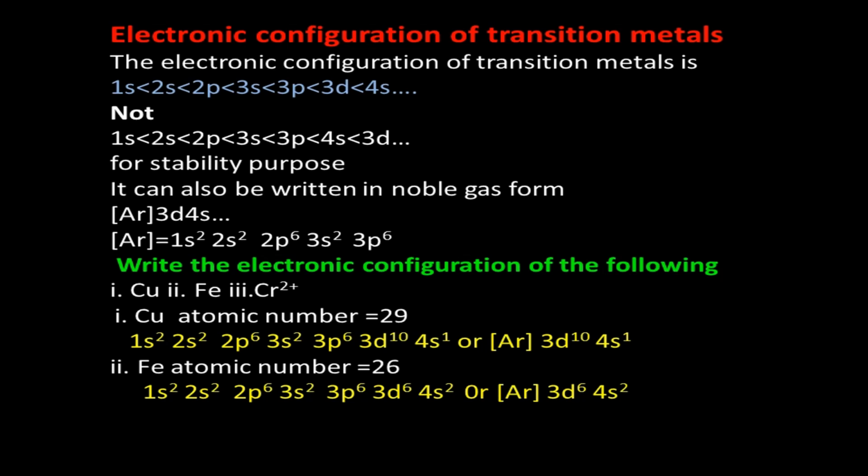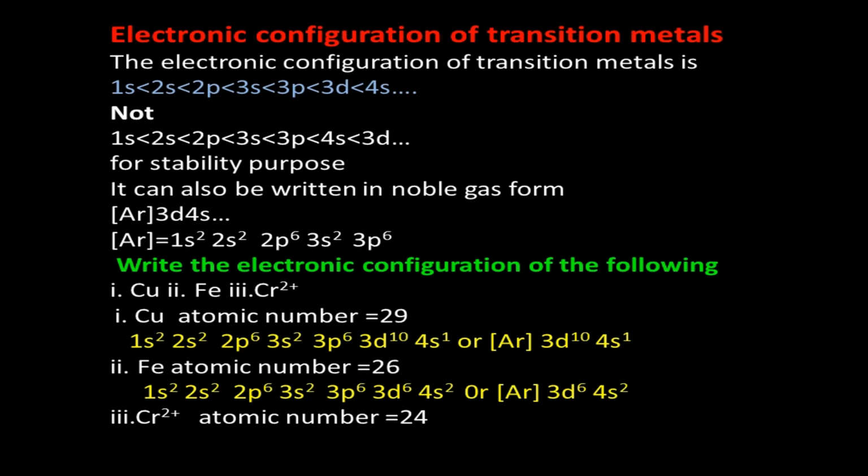Now, if you observe closely, after the 3p orbital, we have about 8 electrons left, and these 8 electrons cannot completely fill in the d orbital. Then we fill in the s orbital first before the remaining one now goes into the d orbital. That's why we are having 3d6, 4s2.